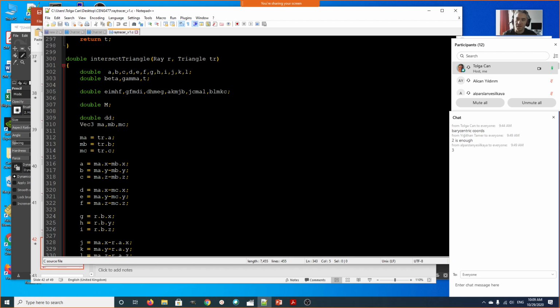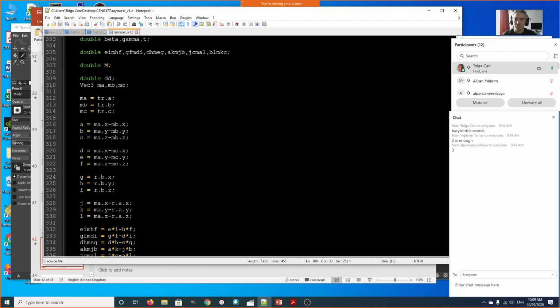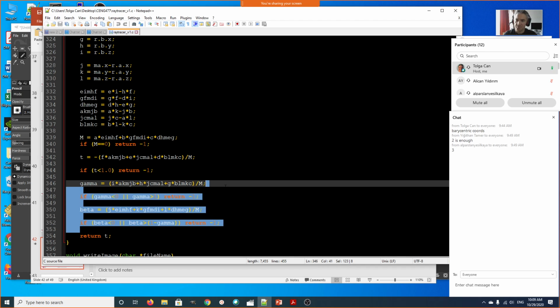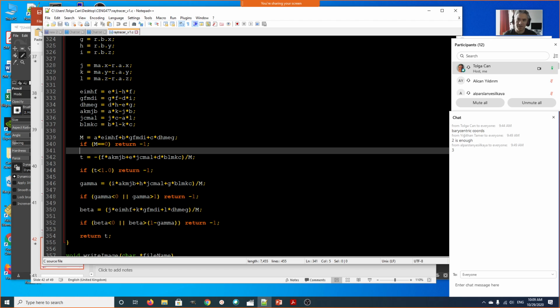So this is how we have the intersect triangle implemented in C. It's just the implementation of what you see on the slide, nothing more. Maybe you can make this even more efficient. I'm not sure. I didn't try to optimize this code. I just wrote whatever I have seen on the slides. I just turned it into C statements, and that's it.